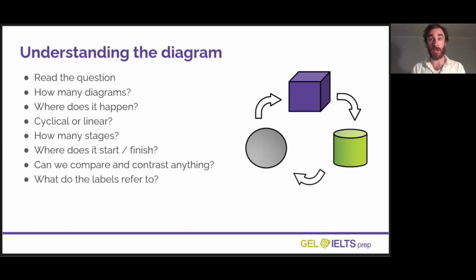Finally, it's important to notice the labels and headings in the diagram. So these are the words which tell you what things are or what is happening. Sometimes these labels might refer to things, objects, nouns. Sometimes these labels might refer to actions, activities, verbs. You can use this language in your answer, so it's very important to understand what they mean.